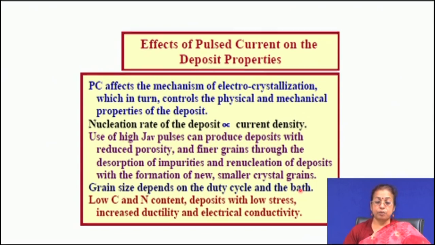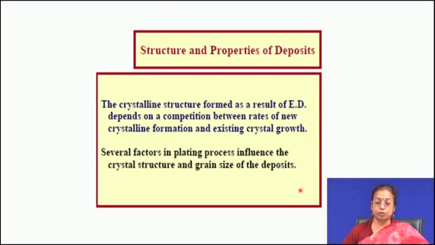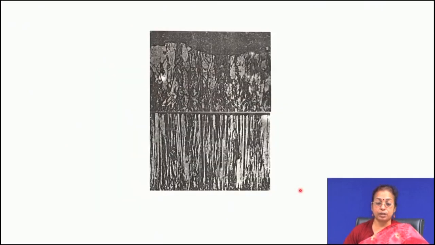So, this is very important that you should use the pulse current and pulse reverse current, so that you get the required grain size and also required properties in the coated layer. So, naturally your ultimate structure will be dependent on the current density and duty cycle combinations. It is very important that you fix them up or you optimize them properly.